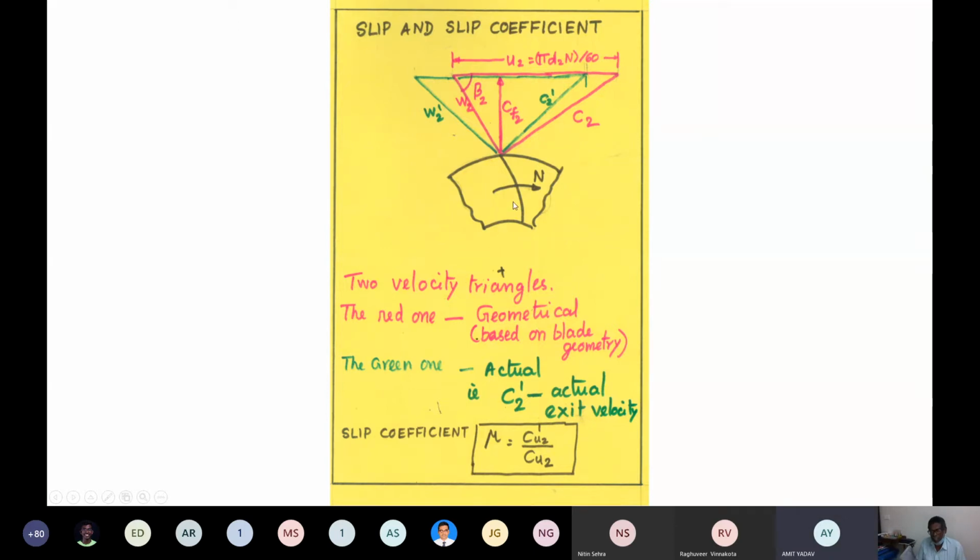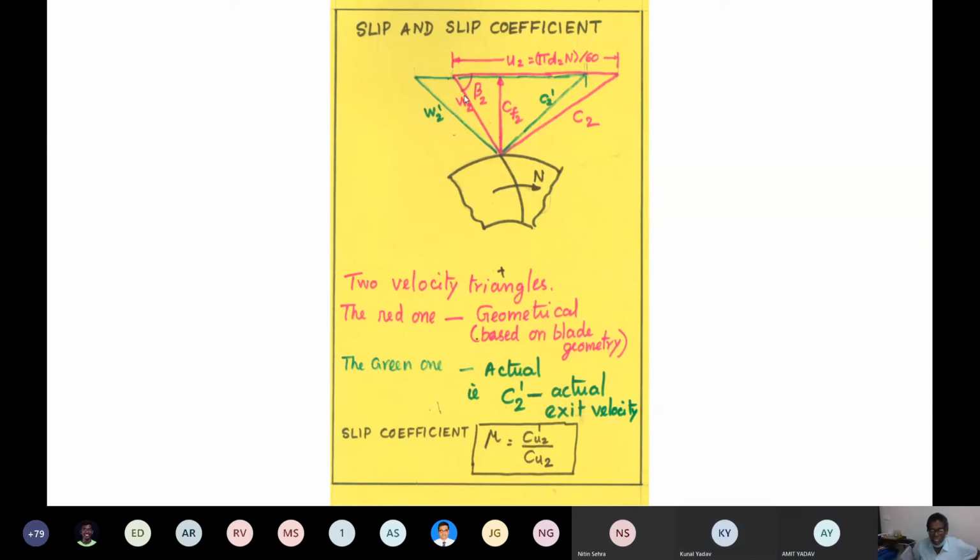Is it all right? See, when you have more number of blades, slip will be less. Is that idea all right? Anybody? No, sir. Can you explain how it happens?